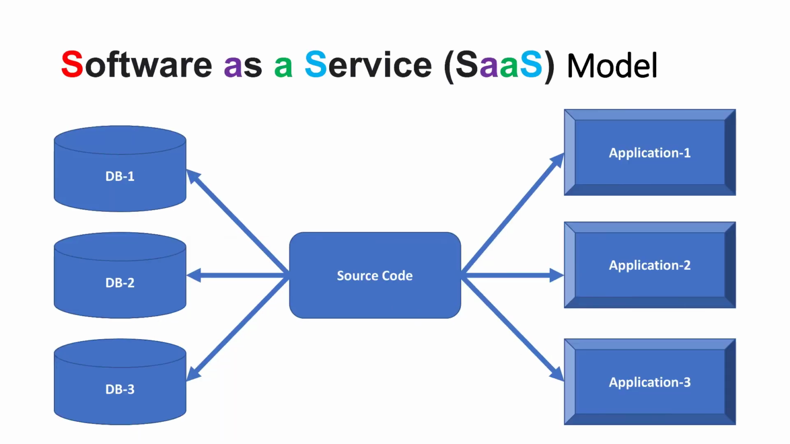SaaS means software as a service, which allows an application's single source code to be connected with a different database. For example, School 1 application database is DB1, School 2 application database is DB2, School 3 application database is DB3, and so on. But the source code remains the same for all applications.